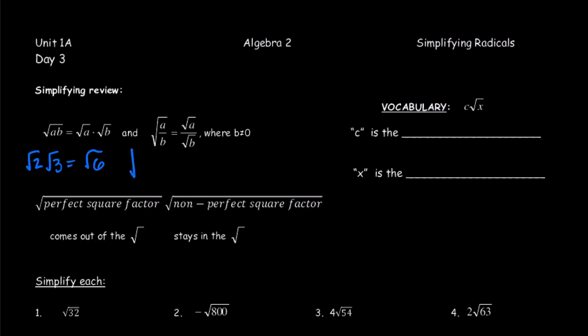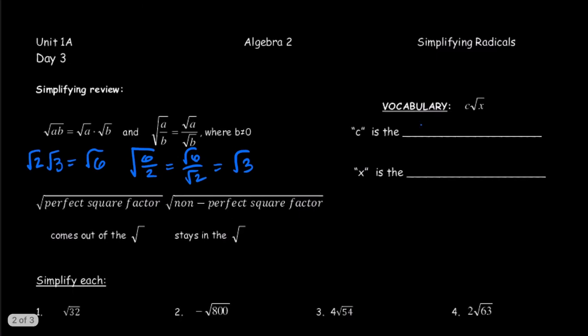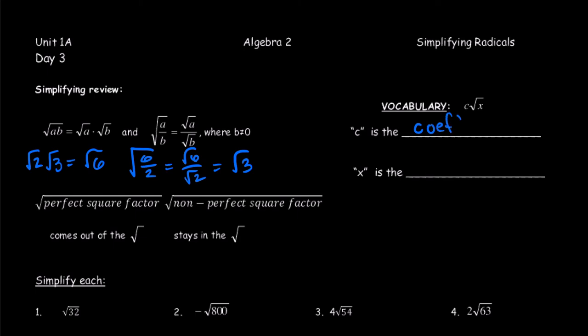So if I have the square root of, let's say, 6 divided by 2, that's equal to the square root of 6 divided by the square root of 2, which is just the square root of 3. A little vocab over here on the right. If I have c square root x, c is the coefficient, and x is called the radicand. So that is what's underneath the square root.